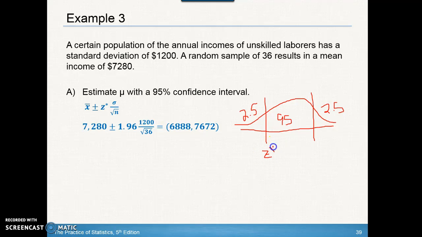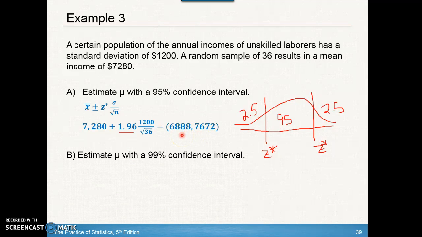Here's a critical z, which separates what's in the confidence interval from what's outside the confidence interval. Once again, here's your other critical z, which separates what's in and what's out. With that separation point, you want to do inverse norm of 0.025 or inverse norm of 0.975, because remember, it's always the area to the left. That's where that comes from. Then we also know that our population standard deviation was 1,200 divided by the square root of 36. There's your resulting confidence interval.